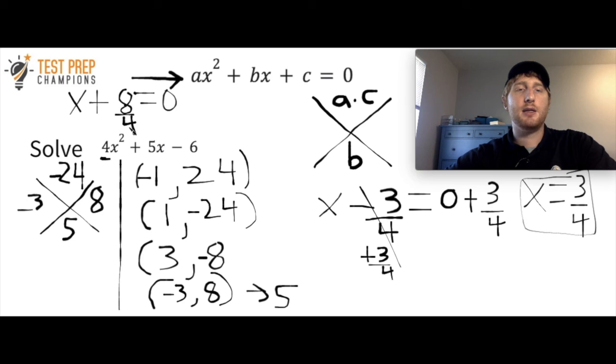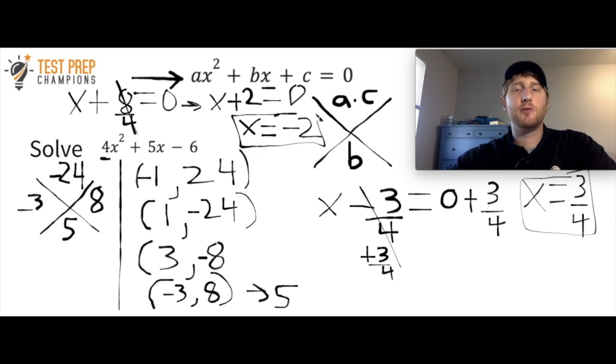Whatever number is your a, you're going to divide here. All right, and I can actually do a simplification here because 8 divided by 4 is 2. So really, I can rewrite this as x plus 2 equals 0. And if I subtract 2 on both sides, I'll see that the other solution is x equals negative 2. So my two solutions here are x equals 3 over 4 and x equals negative 2.